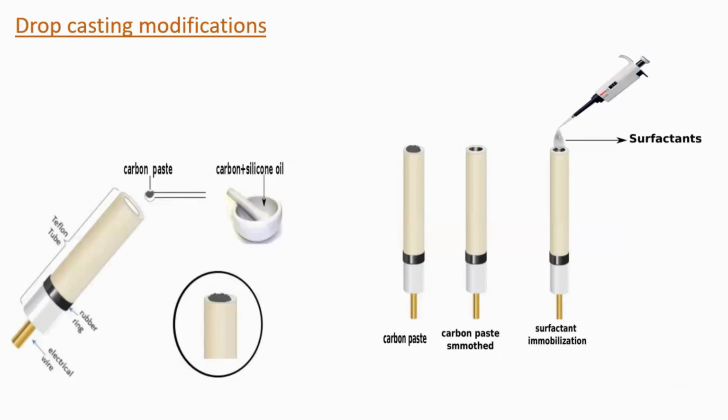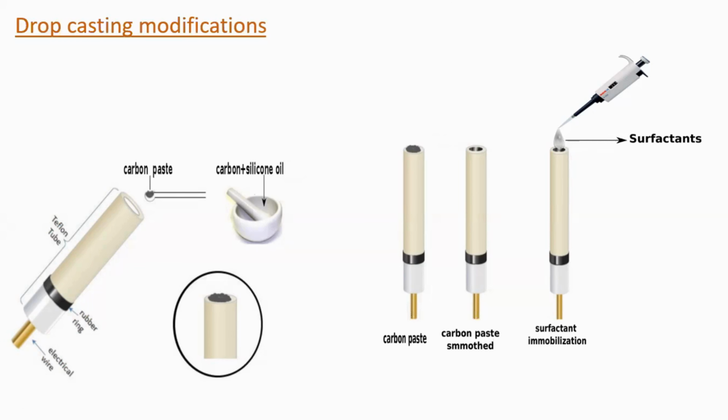Another type of modification is surfactant immobilization. Here the procedure is the same. Once after preparing the working electrode, we just added a drop of a surfactant on the electrode surface, like a surface immobilization. Then we leave it for some minutes for the deposition, and then we start to use it.